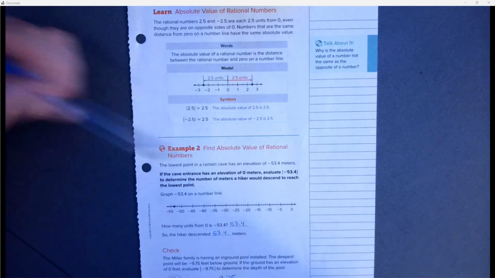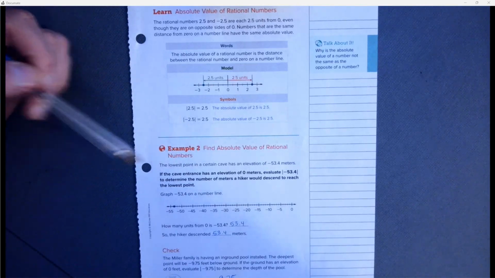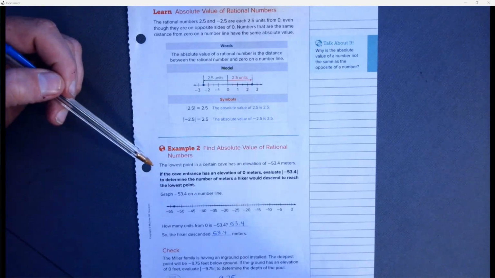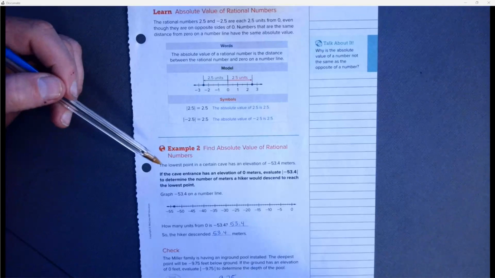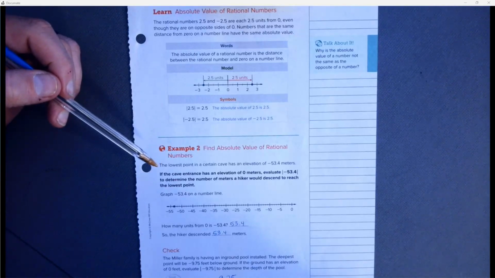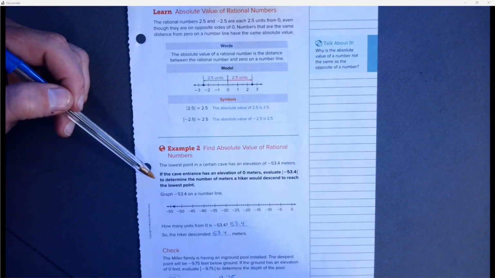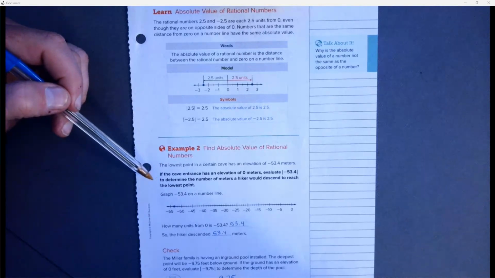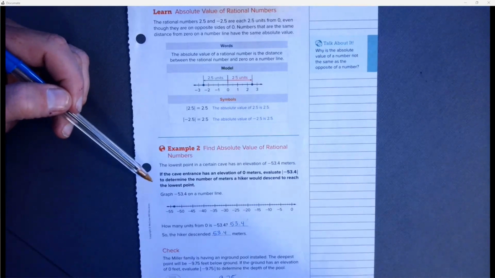Example 2, find absolute value of rational numbers. The lowest point in a certain cave has an elevation of negative 53.4 meters. If the cave entrance has an elevation of 0 meters, evaluate the absolute value of negative 53.4 to determine the number of meters a hiker would descend to reach the lowest point.